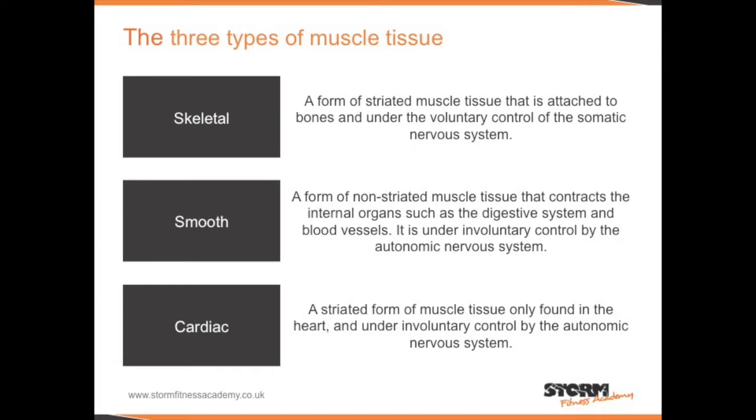Smooth muscle is a form of non-striated muscle tissue that contracts the internal organs such as the digestive system and the blood vessels. It is under involuntary control by the autonomic nervous system. Cardiac muscle is a striated form of muscle tissue only found in the heart and under involuntary control by the autonomic nervous system.